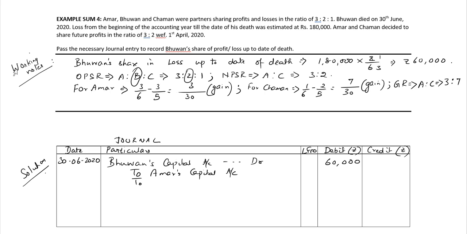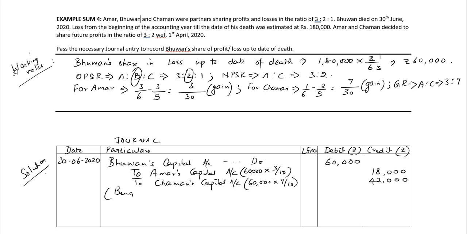and to Chaman capital account. In the case of Amar, it's 60,000 rupees multiplied by his gain ratio, which is 3 divided by 10. And in the case of Chaman, it's 60,000 rupees multiplied by 7 divided by 10. 18,000 in the case of Amar and 42,000 rupees in the case of Chaman.